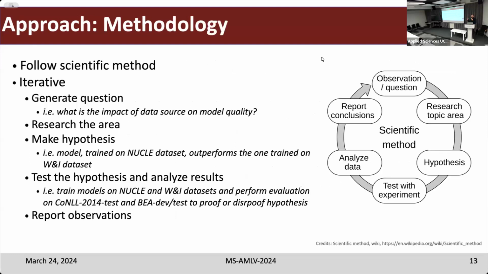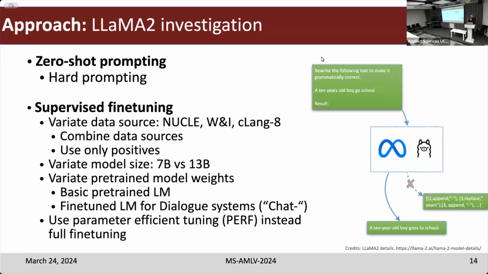We follow the empirical scientific method, so we ask questions, for example, about what data to use, form a hypothesis, verify this hypothesis, and document the results. So the first approach is what we would like to do. First, we would like to investigate the Llama 2 model. And here we see two things to try. The first is zero-shot prompting. That means we need to just find the proper prompt that does what we ask the model to do, to fix the grammatical errors in a text.